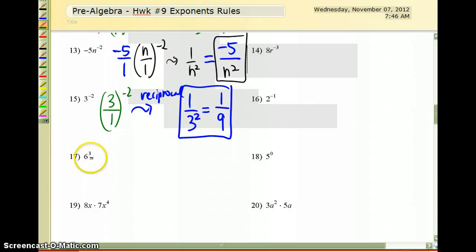Number 17, 6 to the 3rd power. I think we know how to do that problem. I'm going to leave that for you to do because I know that you understand an exponent.